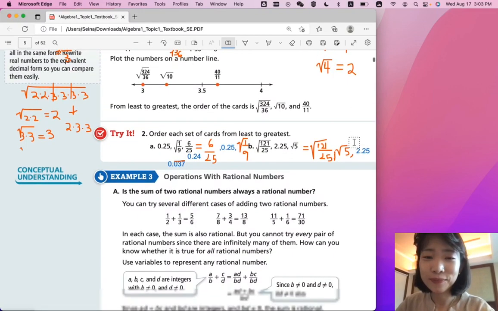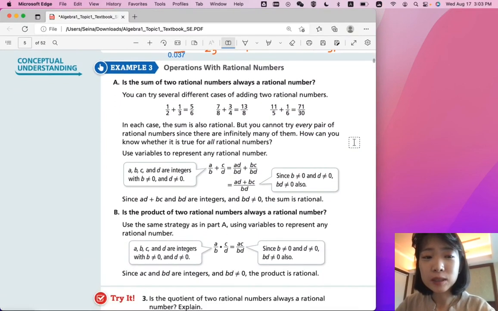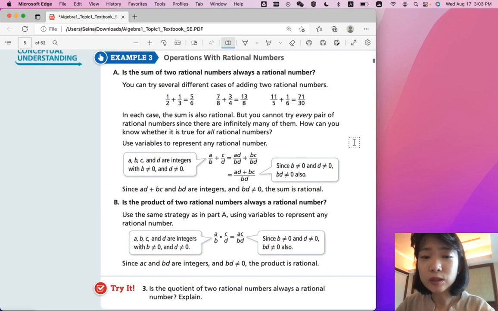Great job. Example 3. Operations with rational numbers. Part A. Is the sum of two rational numbers always a rational number? You can try several different cases of adding two rational numbers to see if it always works.